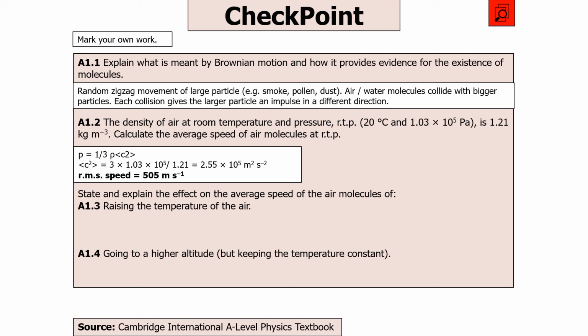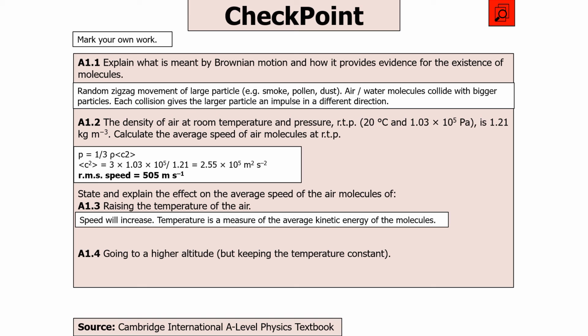If you raise the temperature, well, temperature is directly proportional to the kinetic energy, so the speed will increase. Now going to a higher altitude, the speed will be unchanged because you're not actually changing the energy of the particles when you have a higher altitude, because the temperature is remaining constant.